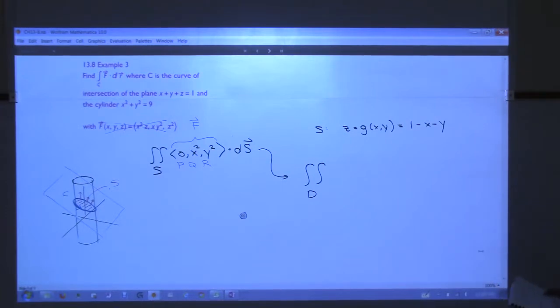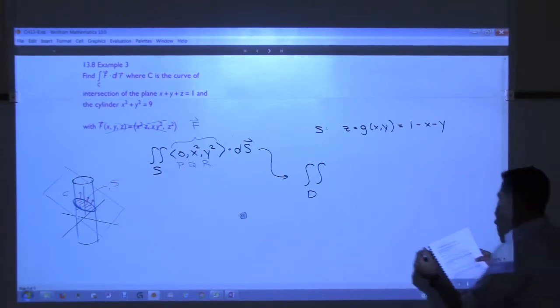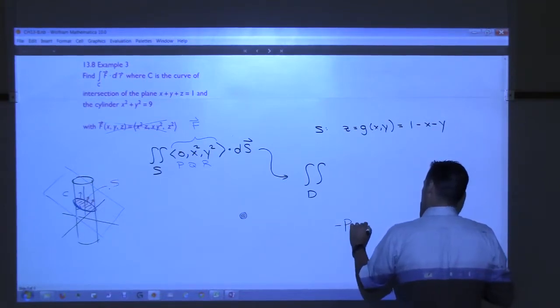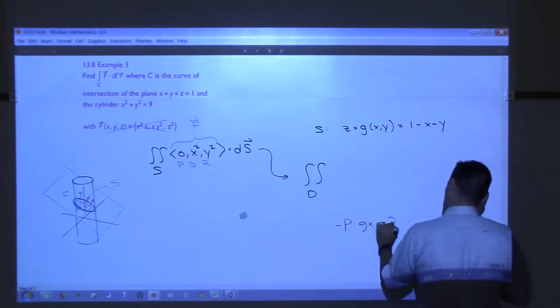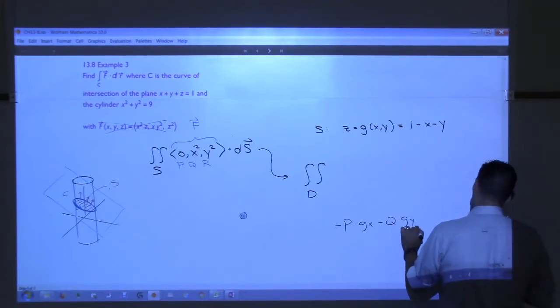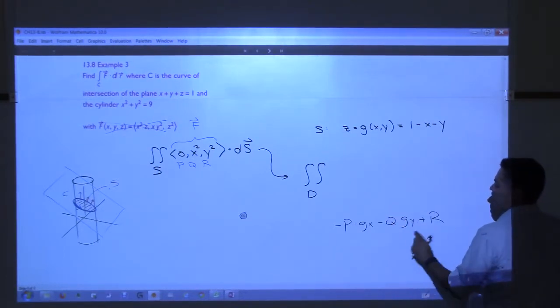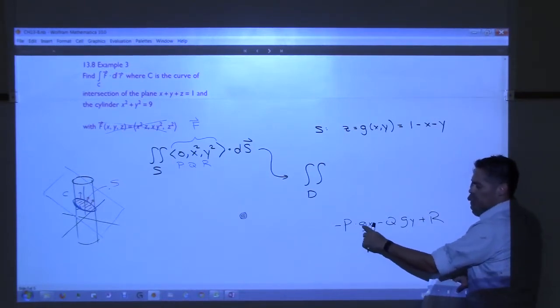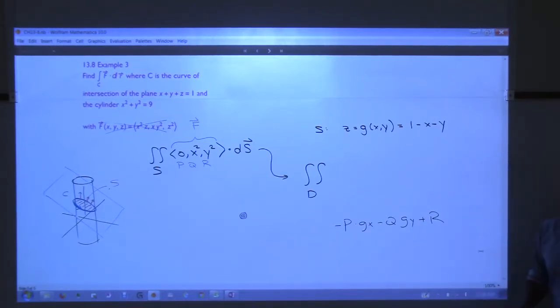All right? So I'm using, just for your information, negative P partial g with respect to x, and then minus Q partial g with respect to y, and then plus R. Notice I'm using a different notation here. Instead of writing partial of g with respect to x, I'm just writing g subscript x. That was a different notation we had for partial derivatives. So that's what I need.